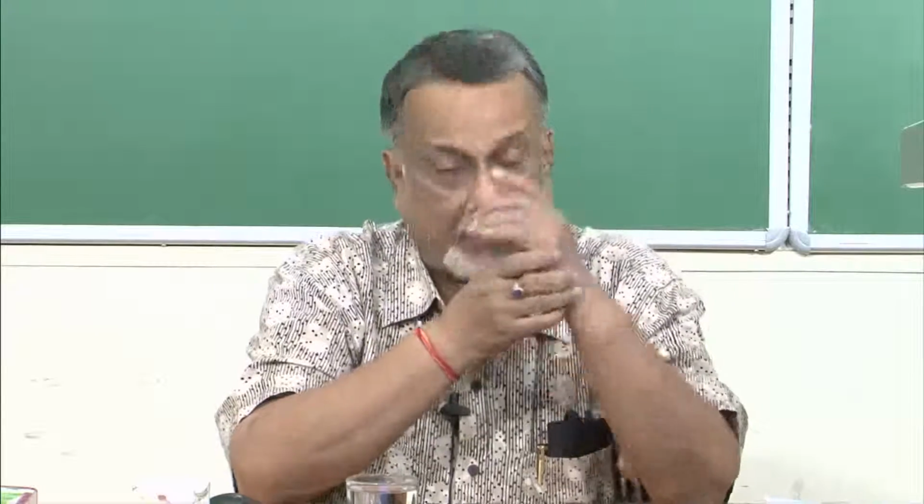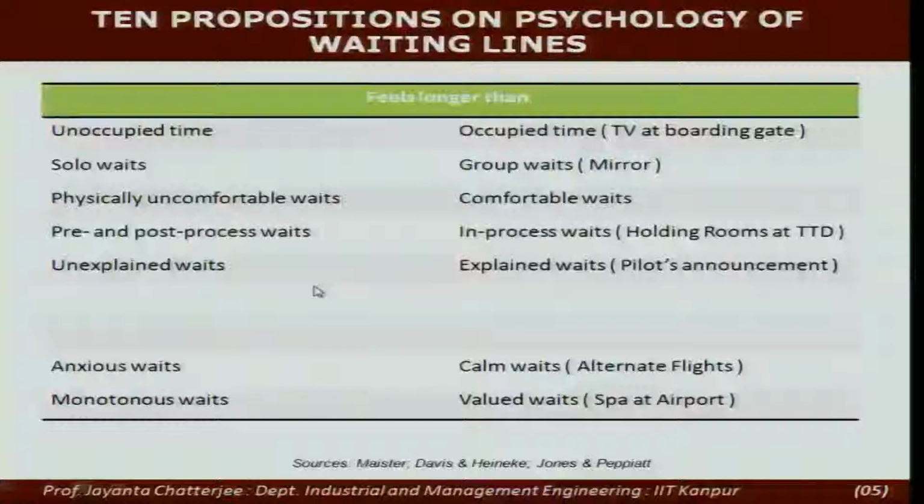Obviously, if you are in a group, you have your own discussions going on, so it is much better than a solo wait. It has been observed that even if you just put a mirror where people wait in a queue to get into the elevator, people look into the mirror and adjust their dresses, etc. That keeps them occupied and that queue is better managed. Obviously, comfortable waits are better than uncomfortable waits, and in-process wait is better than out-of-process wait.